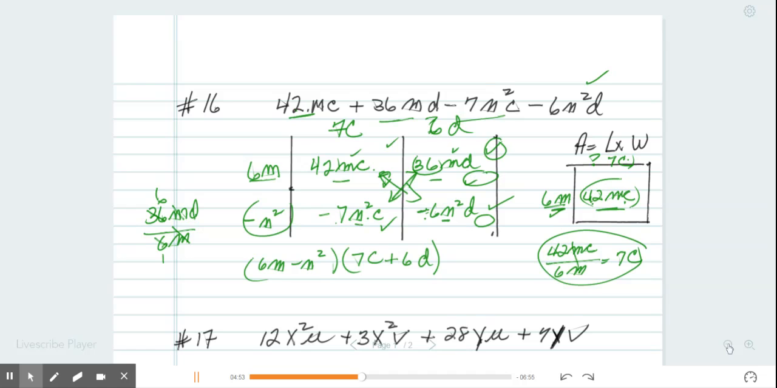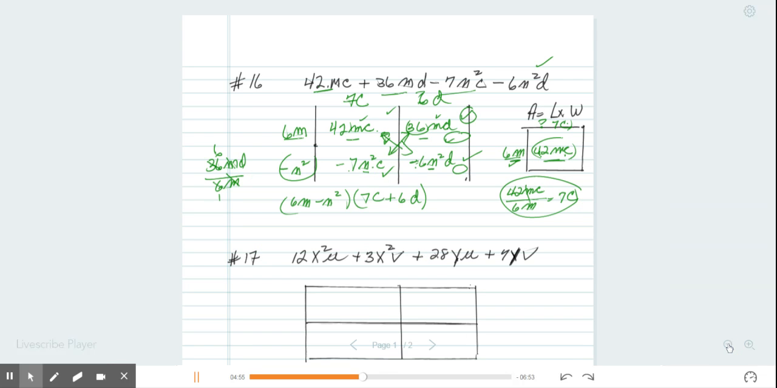Sometimes this gets a little crazy. All right, let's see if we can do another one. First thing I do is start to write these. 12x squared u, that's this first term. This next one goes in the next box, 3x squared v. This term goes down at the bottom here, 28yu.